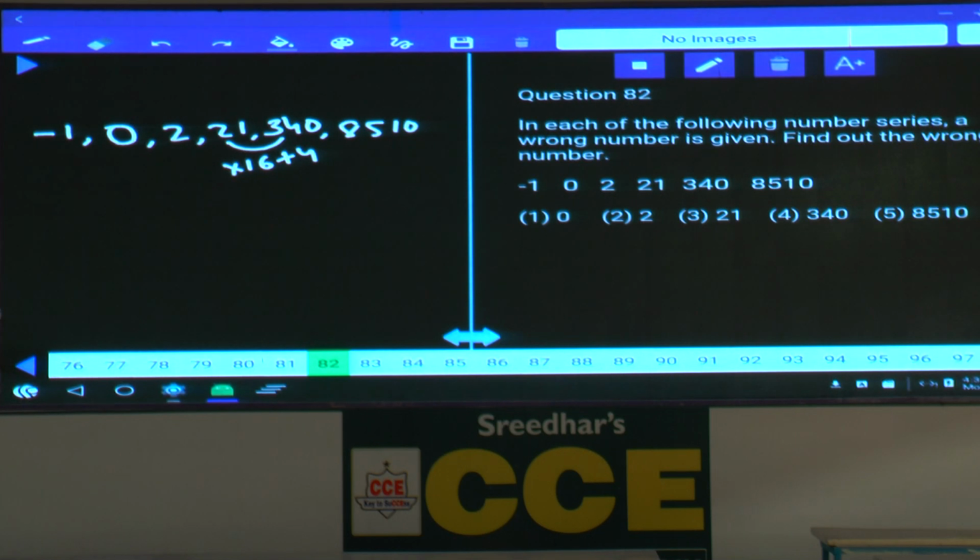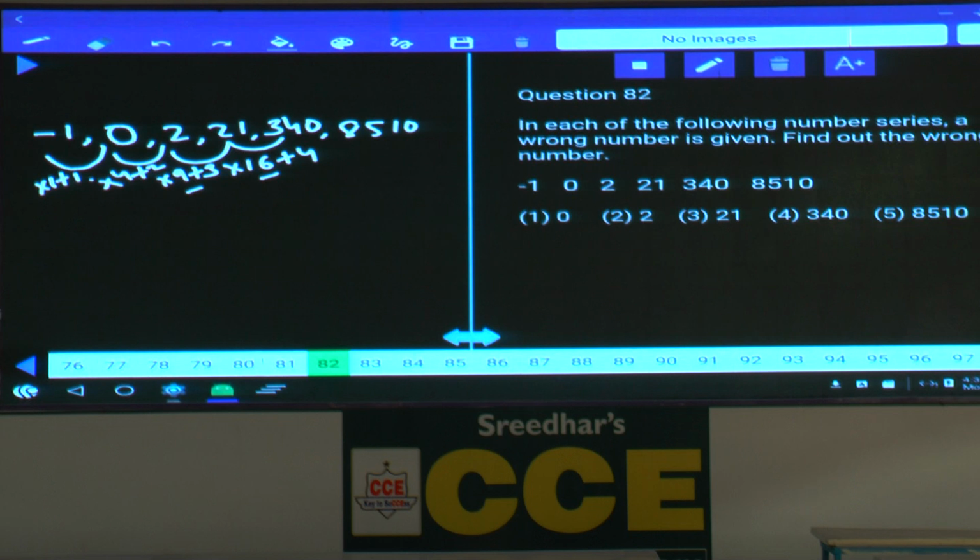Are you following this one or not? Into 16 plus 4. And in the previous one, now this is into 9 plus 3. 2 into 9 is 18 plus 3, 21. 21 into 6 plus 4. 16 is 4 square. This is 3 square. Next one must be 2 square. 2 square is 4, 4 plus 2. And this is 1 square. 1 square plus how much? 1 square plus 1.